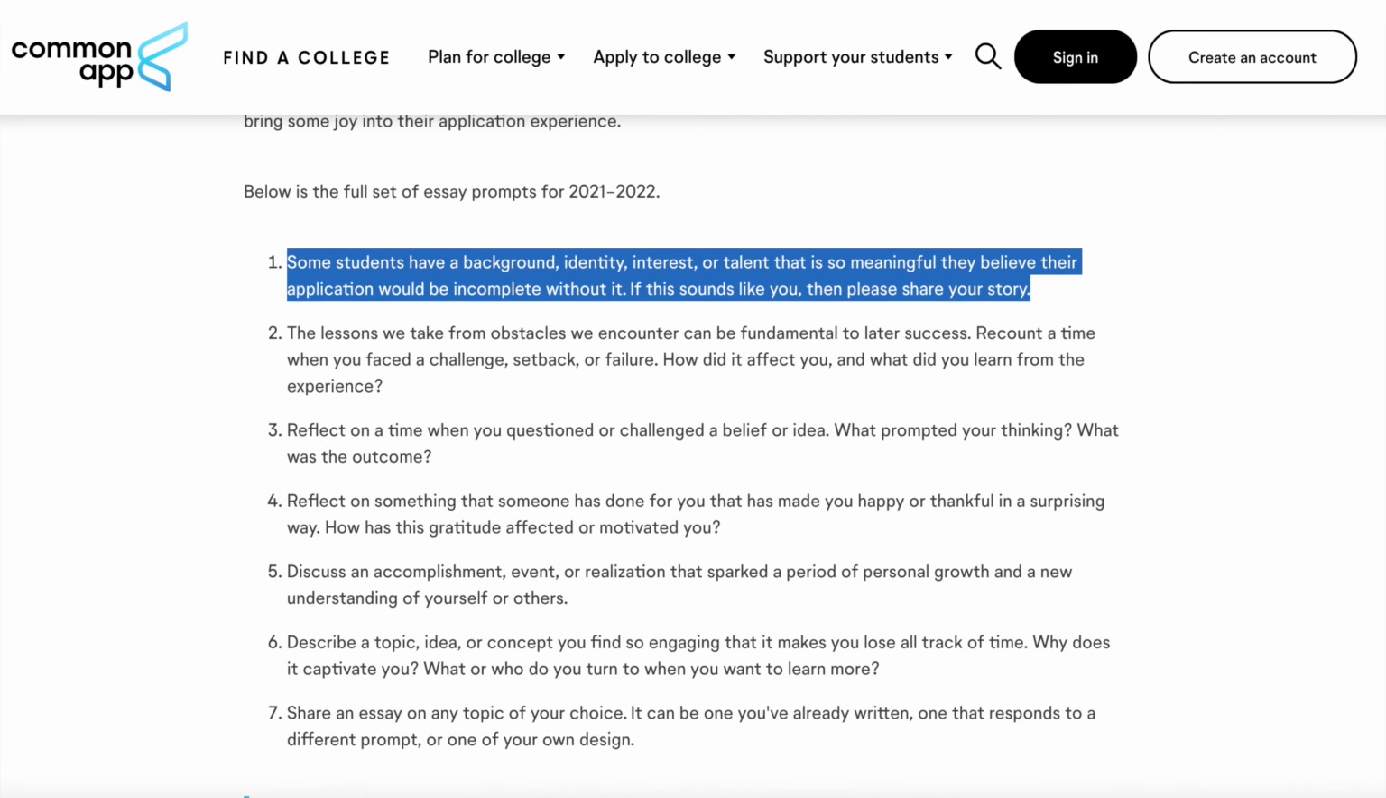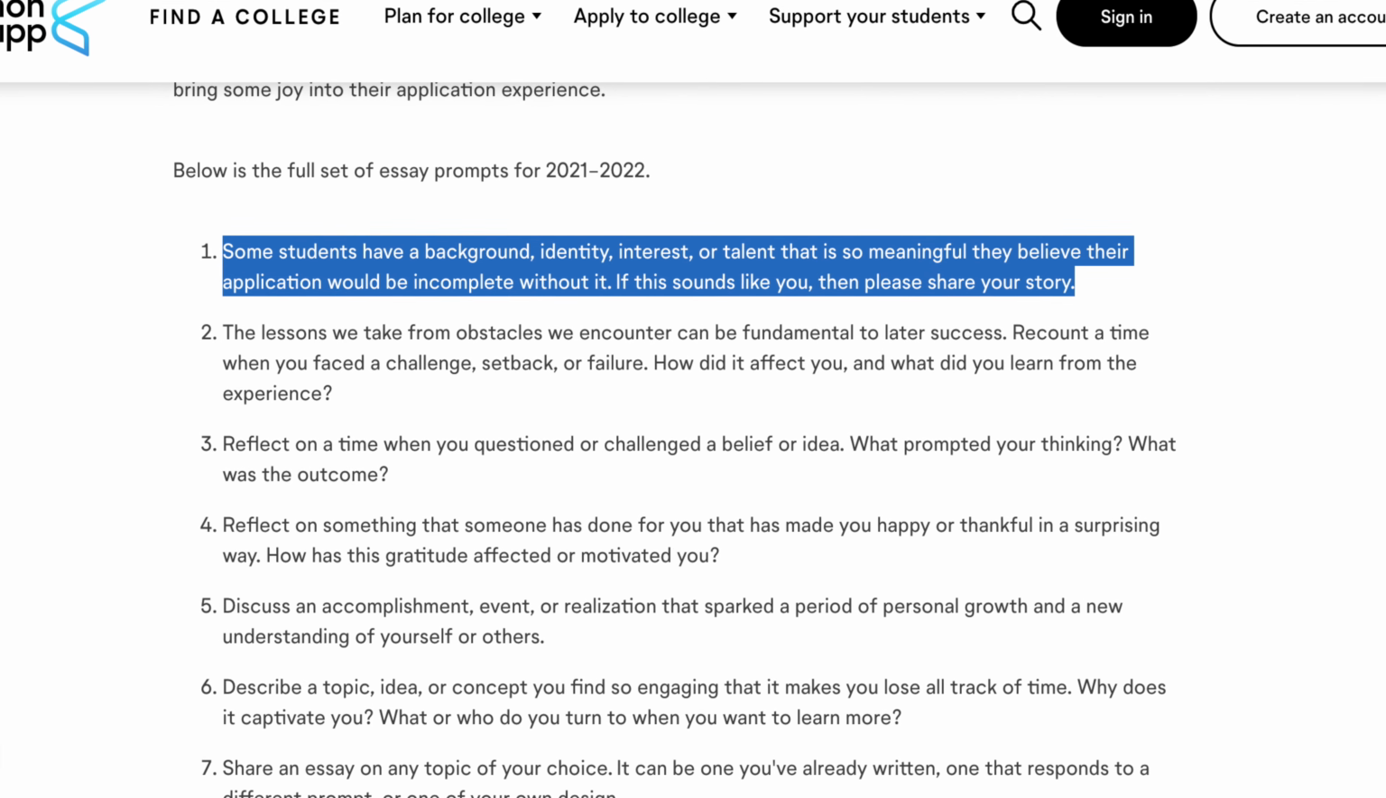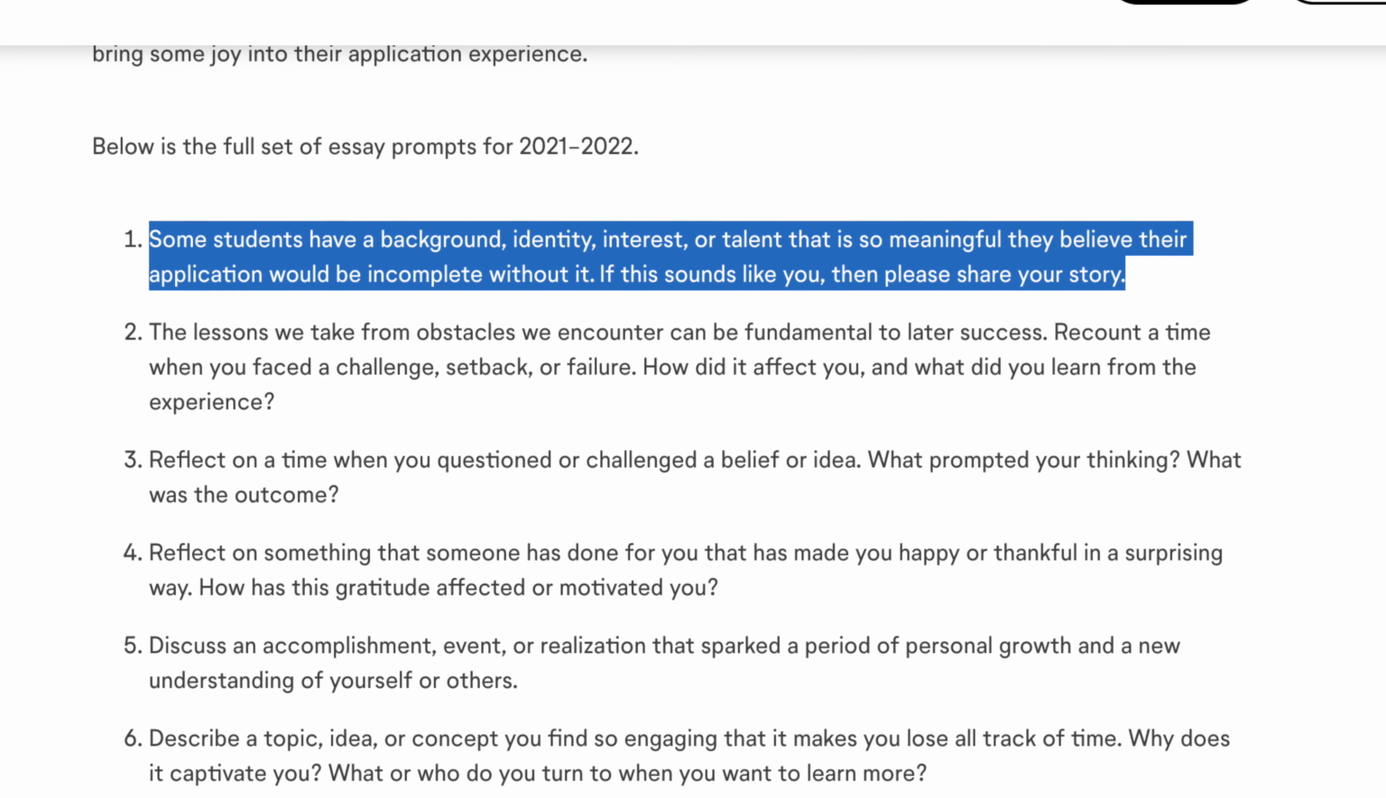Or even if you're writing about, say, the first Common App prompt, which says some students have a background, identity, interest, or talent that is so meaningful, they believe their application would be incomplete without it. If this sounds like you, then please share your story. So that prompt, again, does not explicitly mention personal growth. However, I still think you should incorporate some kind of, like I said, progression into your essay.